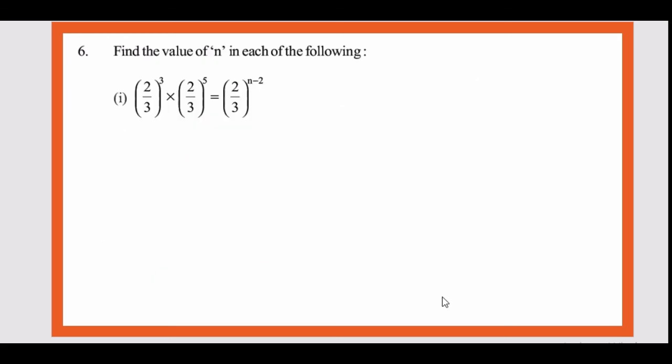Next, question number 6. So what is given? Find the value of n in each of the following. There are 3 questions related to this. We are going to solve them one by one.